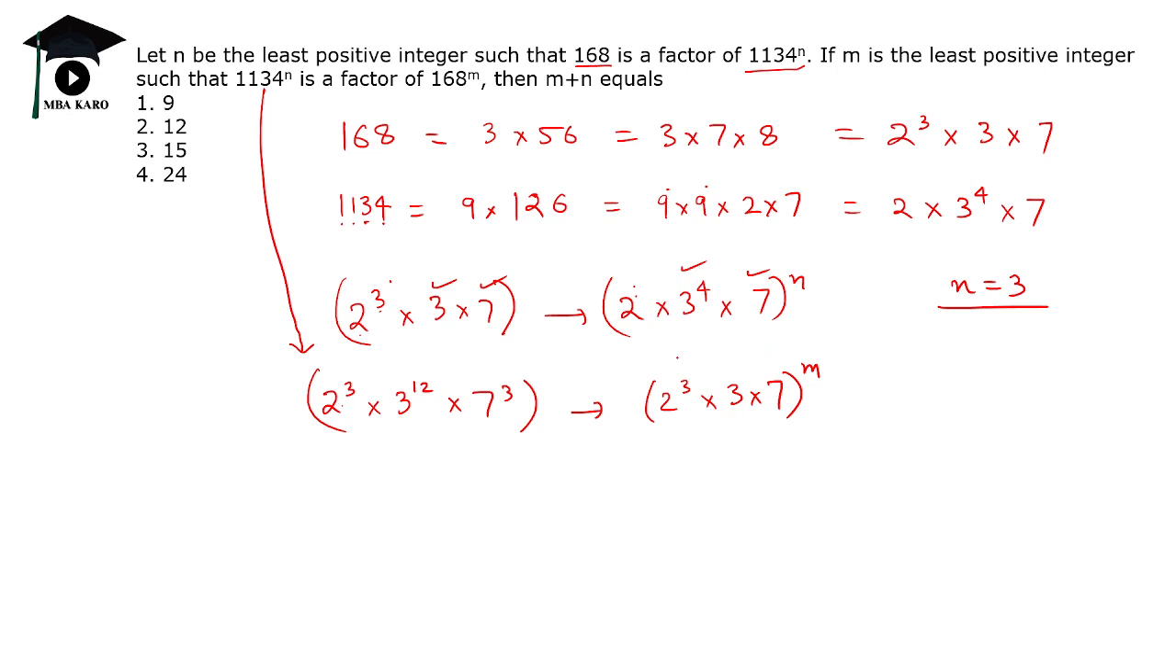Now see this, 2 raised to the power 3 is already present. Fine. 7 raised to the power 3 we need to make, so we will have to raise to the power 3. But we have to make 3 raised to the power 12 a factor of this, so we will basically have to raise to the power 12. Because this is already a factor, so not a problem. If we raise this number to the power 12, this will become a factor, and 7 raised to the power 3 will be a factor, because it will become 7 to the power 12. So we need to raise to the power 12. So m is 12. So m plus n is 15.